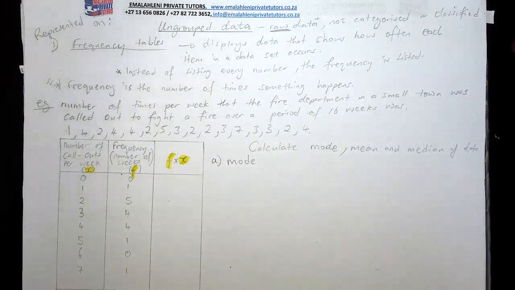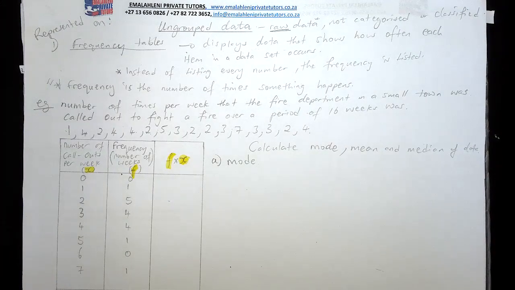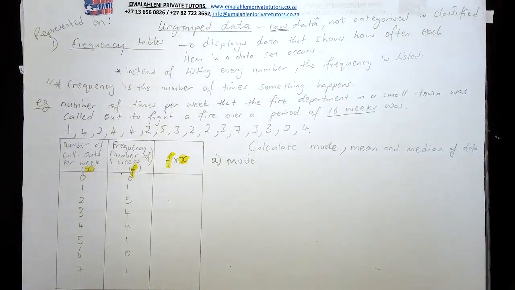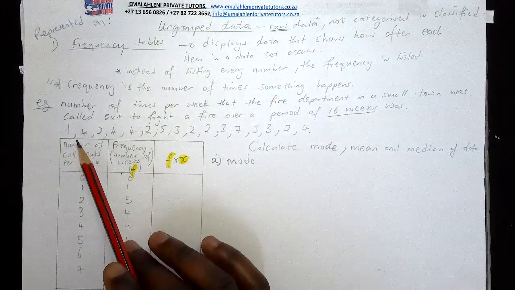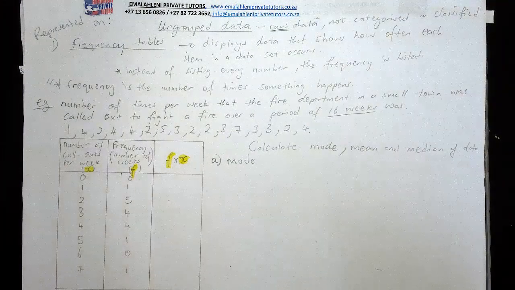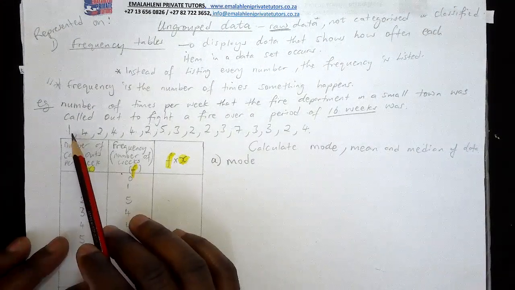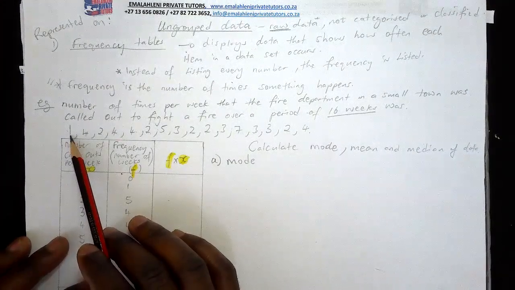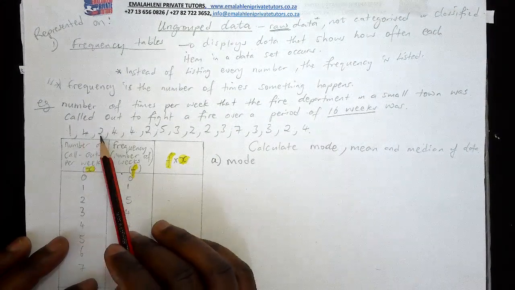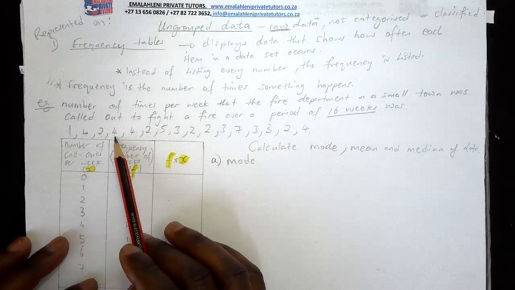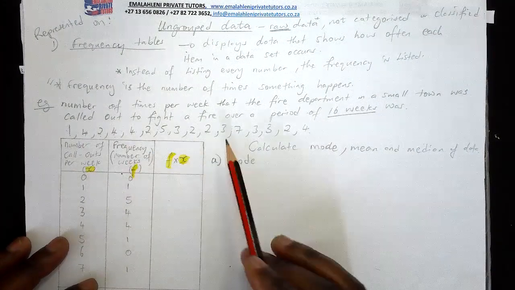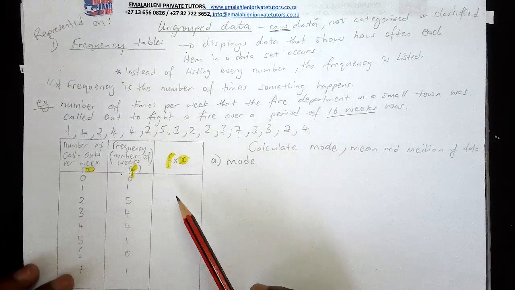Now, number of times, for example, the number of times per week that the fire department in a small town was called out to fight a fire over a period of 16 weeks. So we're told that it's a period of 16 weeks, and these are the number of times that the fire department was called. You can see that in the first week, it was called once. In the second week, it was called 4 times. Third week, 2 times. Fourth week, 4 times, and it goes on like that. So it's showing us these figures.